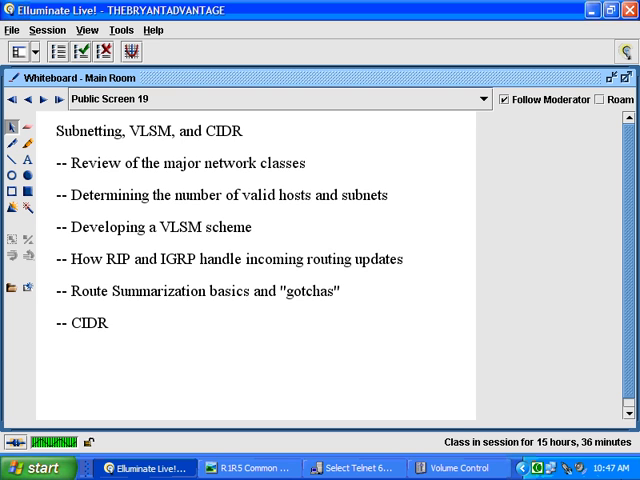So we're going to do a little bit of a review here. We're going to look at the major network classes. We're going to look at how to determine the number of valid hosts and subnets. That should be familiar to you from CCNA, because we've got to know that, because now we're going to the next level of subnetting. We're going to do some VLSM. We are going to create a VLSM scheme right here live. I'm going to have the networks up here, I'm going to have the number of hosts we need, and we're going to walk through how to do it.